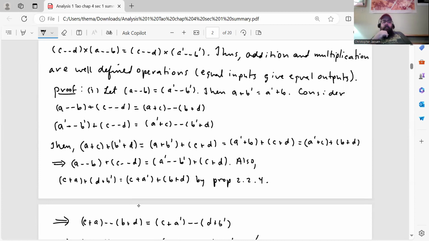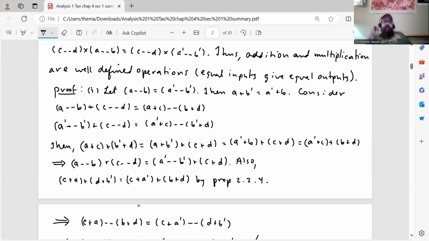Part one, I'll start with addition. Let a—b equal a'—b'. Then a plus b' equals a' plus b. Then consider a—b plus c—d. By definition, that's equal to a+c—b+d. And a'—b' plus c—d is equal to a'+c—b'+d, again by definition. Then a+c+b'+d you can rewrite as a+b'+c+d, which is equal to a'+b+c+d, which is equal to a'+c+b+d.